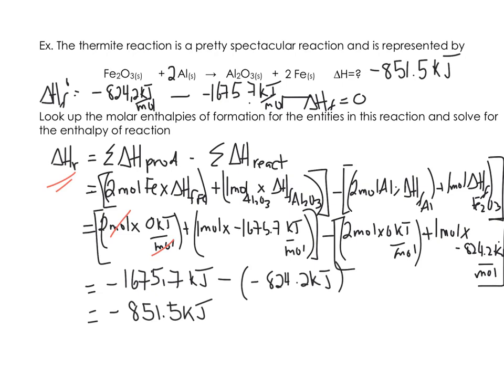Sometimes you might be asked to make that into a molar enthalpy, and then you would just divide by how many moles of the species they want you to do it with respect to. So if they said with respect to aluminum oxide, it will be 851.5 kilojoules per mole, because the coefficient is 1 in front of aluminum oxide.